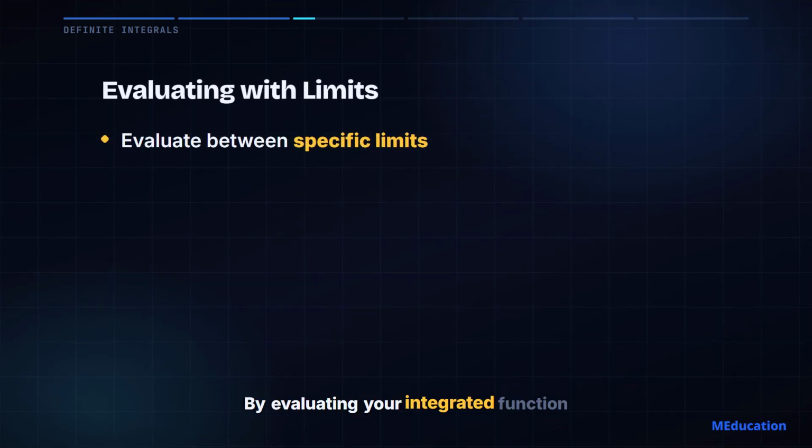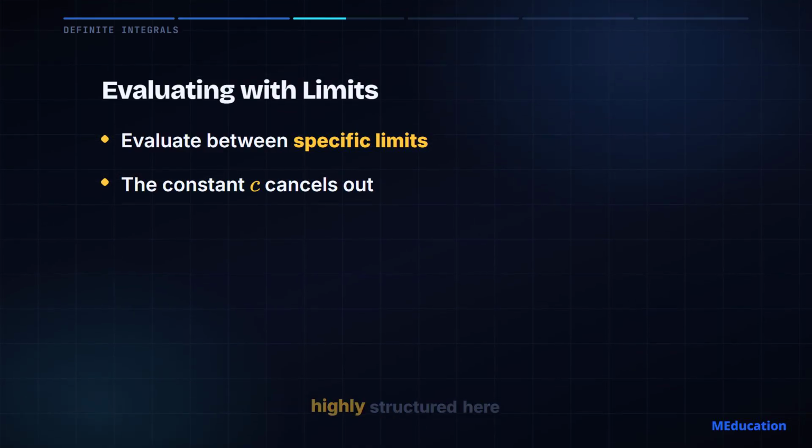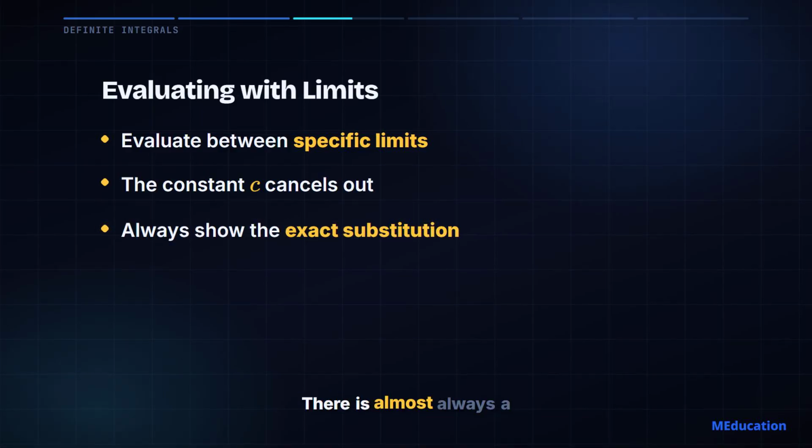Once your algebraic manipulation is secure, we introduce boundaries to create definite integrals. By evaluating your integrated function between a specific upper and lower limit, the unknown constant, c, cancels out entirely, leaving you with a precise numerical value. The Cambridge mark scheme is highly structured here. There is almost always a dependent method mark specifically for showing the substitution of your upper limit minus your lower limit. An A-star candidate never skips writing down this unsimplified substitution step because doing it entirely in your calculator will cost you the method mark.